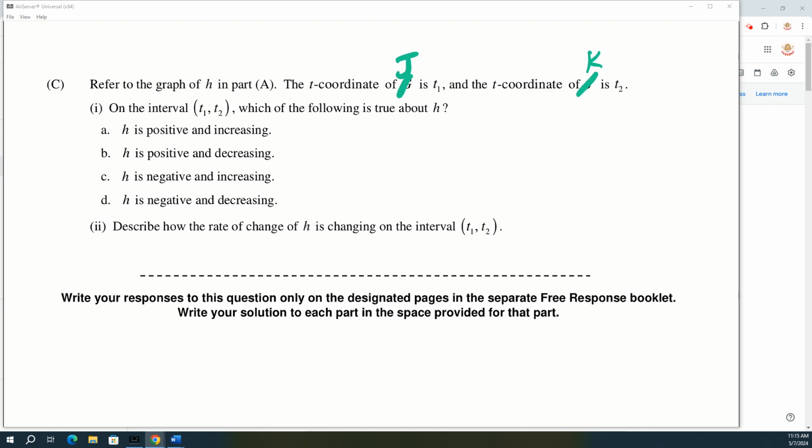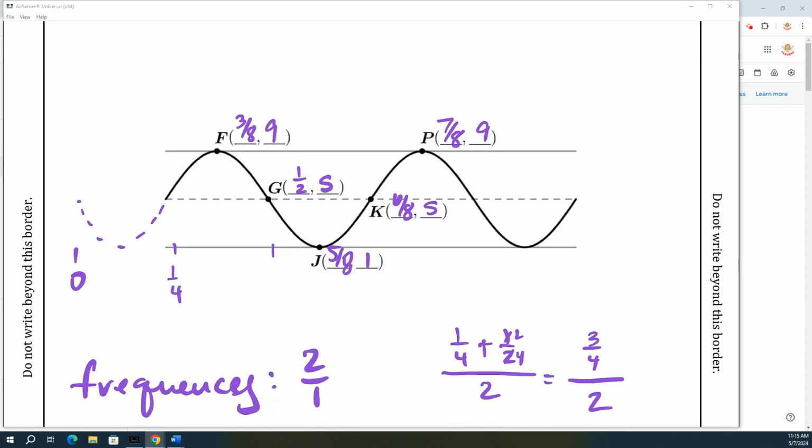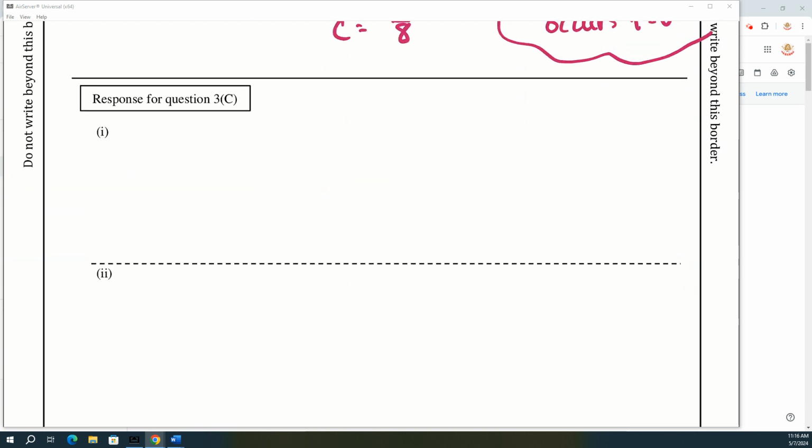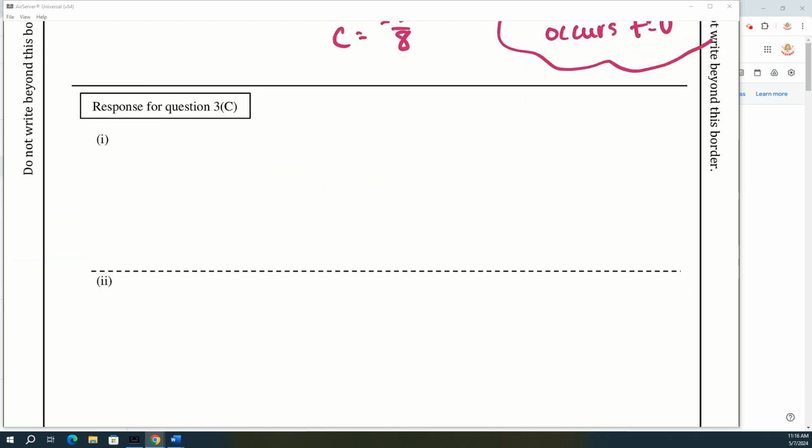So let's say we're looking at from J to K. And when we answer if positive or negative, we're looking at these numbers. So between J and K, would you say those numbers are positive or negative? Positive. And then if you're saying increasing or decreasing, you're looking to see if as you go from left to right, is it going up or down? What do you think? Up, so it's increasing. So you would say positive and increasing, which is A, since we changed it.